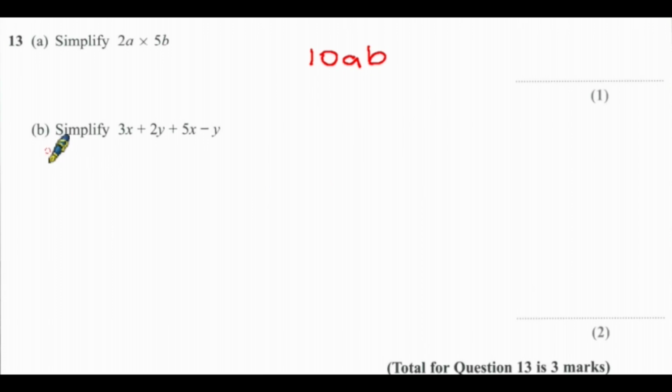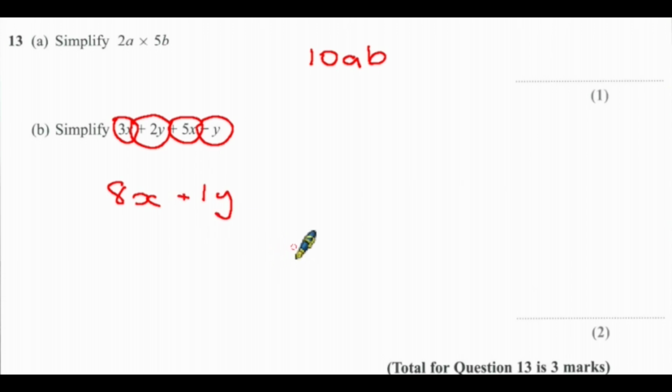And part b, we are also asked to simplify. This time it is terms that have been added or taken away, and in a case like this we are looking to collect like terms. So let's have a look at the x's. We have 3x plus 5x. 3 plus 5, we have 8x. The y's, we have plus 2y minus a y. 2 minus 1 equals 1. Therefore we have plus 1y.